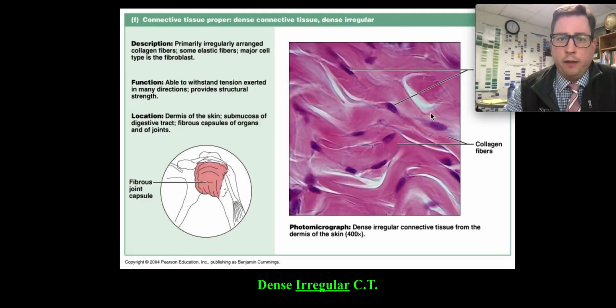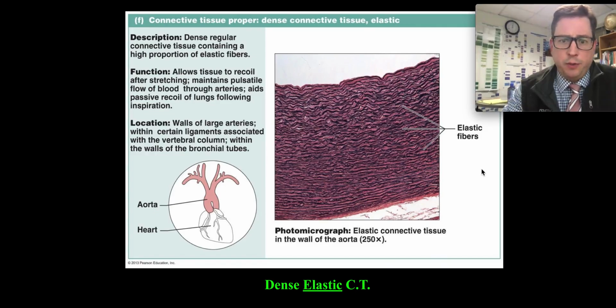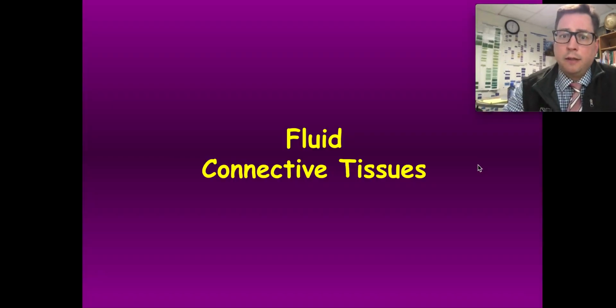Okay, dense, irregular connective tissue. There are more elastin fibers in here than collagen ones, and still dense, elastic connective tissue. So we can see this would be the stuff that we started with. This is like the aorta, which has to be able to expand and contract. So the more elastic fibers there, the more stretchy it is.